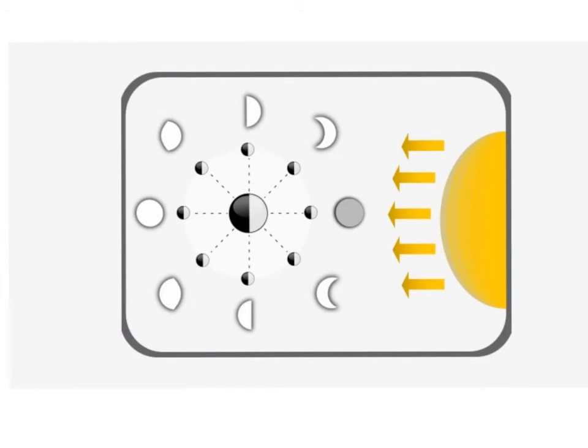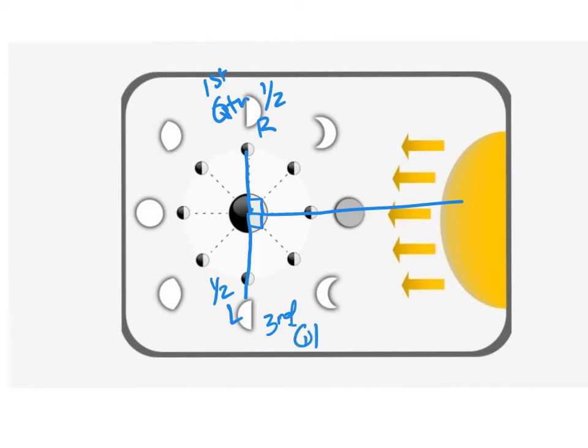And then lastly, we would have the 90-degree angle. So at our 90-degree angle, we are going to have both of the half moons. On the half moon on the right-hand side illuminated, we call this first quarter. And then we have the left-hand side half illuminated, and we call that third quarter, or sometimes last quarter.